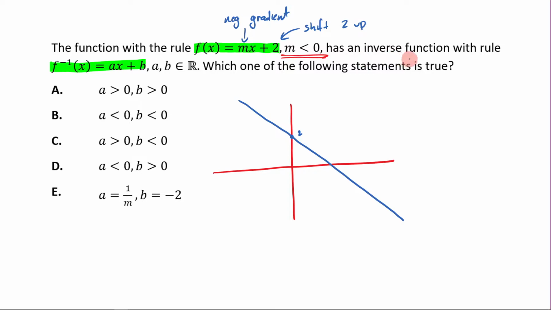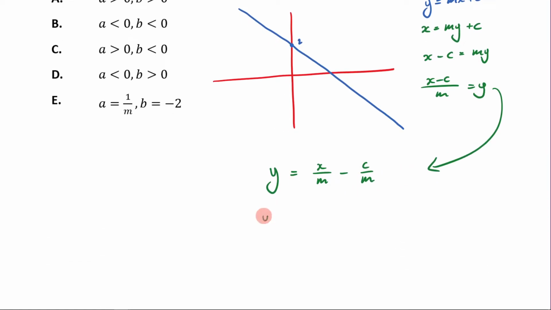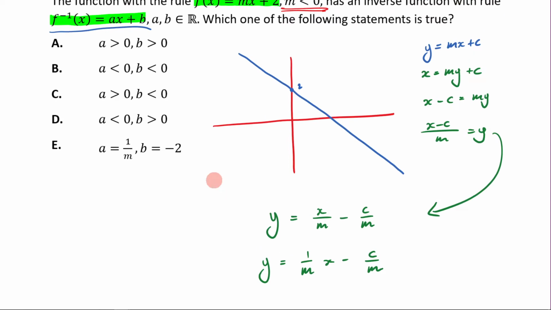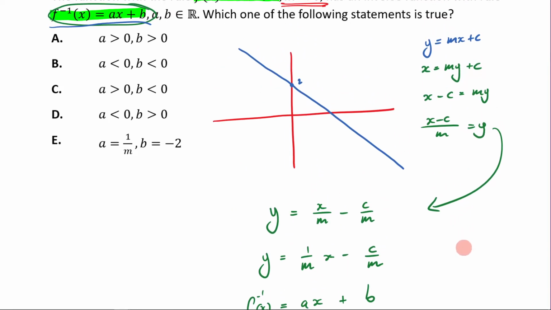Now it says I need to find the inverse function, and it has this rule to it. Well, I started off with y is equal to mx plus c, and now I need to find the inverse function of it. If I swap my x's and y's around, and then solve for y, that means my y is going to be x on m minus c on m. And the way I might like to write this is 1 on m, x minus c on m. And now we know that the inverse function is in this form right here. It is in the form ax plus b. That's the form that we've been given, ax plus b.